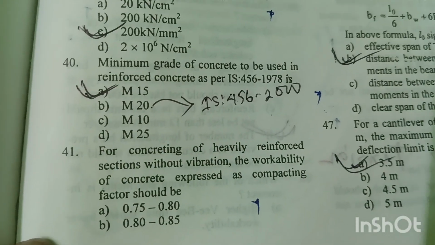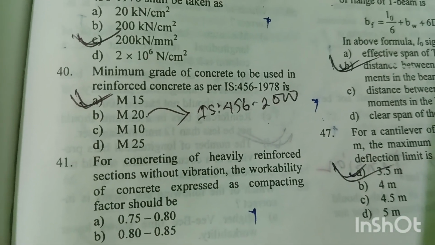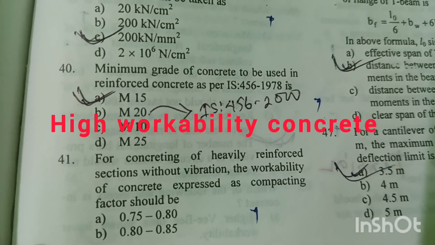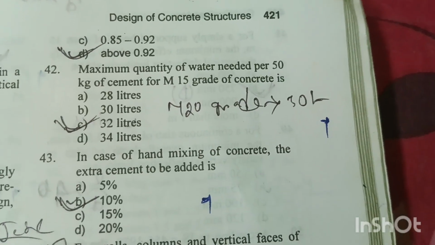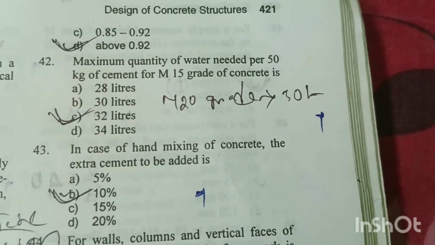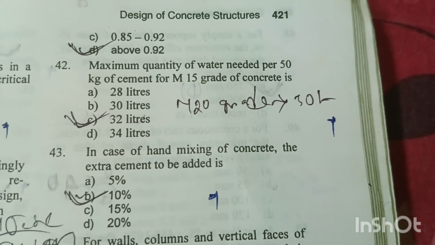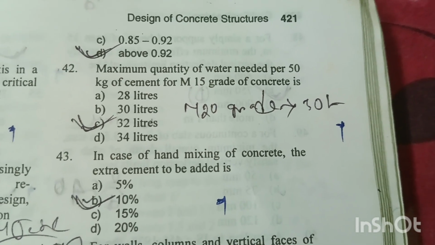Question number 41. For concreting of heavily reinforced section without vibration, the workability of concrete expressed as compacting factor should be above 0.92. Option D is right answer. Question number 42. Maximum quantity of water needed for per 50 kg of cement for M15 grade of concrete is 32 liters, and for M20 grade is 30 liter. Option C is right answer.